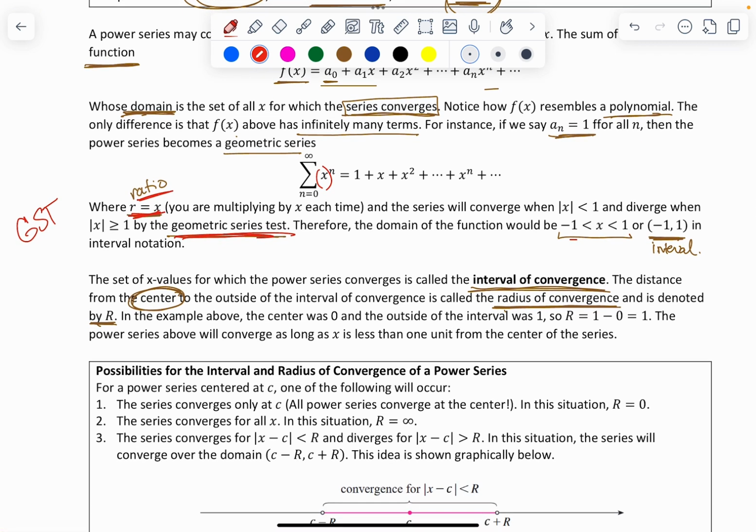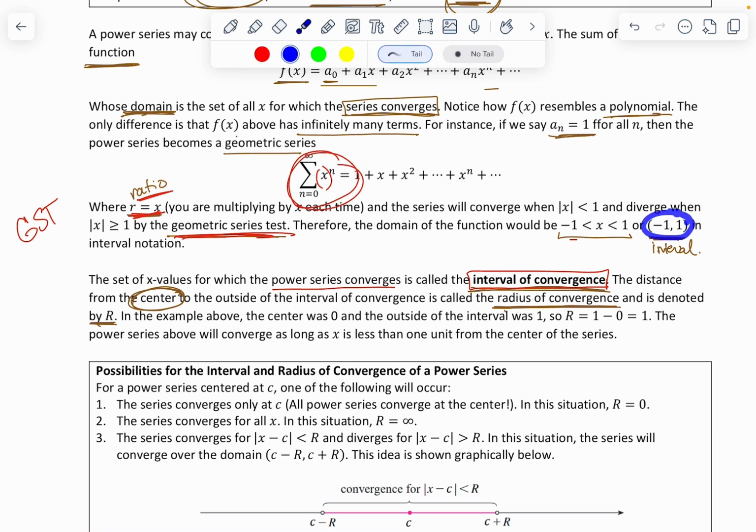When you have a set of values in which that power series does converge, we call that the interval of convergence. That means if I plugged in anything between -1 and 1 into this series, it will converge. And the distance from the center to the outside of the interval of convergence is called the radius of convergence.